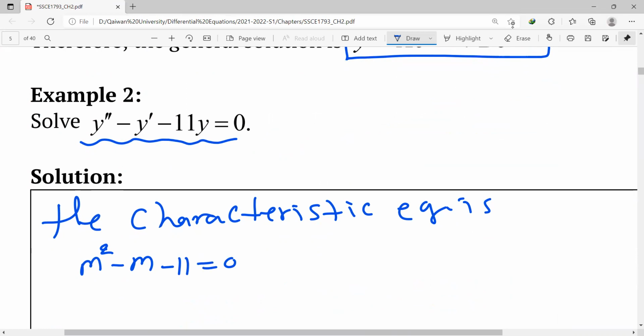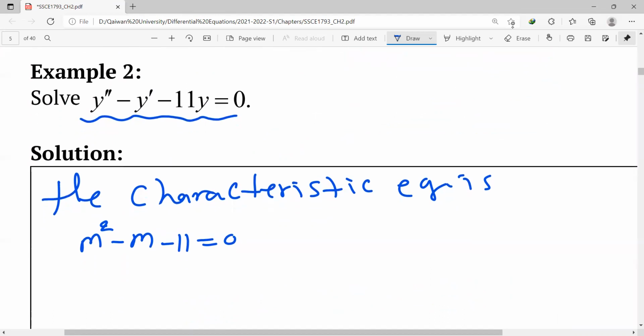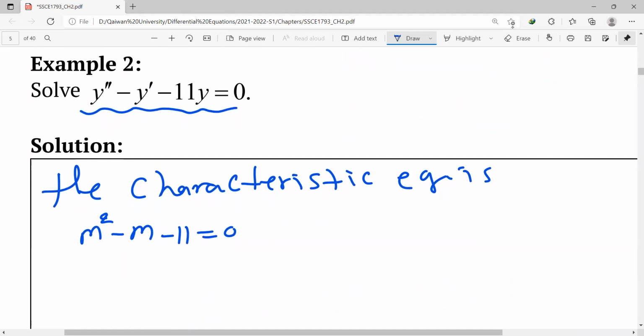Now we try to find the values of m. Here we cannot factorize it. You cannot make it into two brackets. So what we do is use the quadratic formula. You can always use the quadratic formula. It solves every degree 2 polynomial. So first let's write down a, b, and c. A is the coefficient of m squared, b is the coefficient of m, and c is the constant term. Here, a is the coefficient of m squared, which is 1. B is the coefficient of m, which is negative 1.